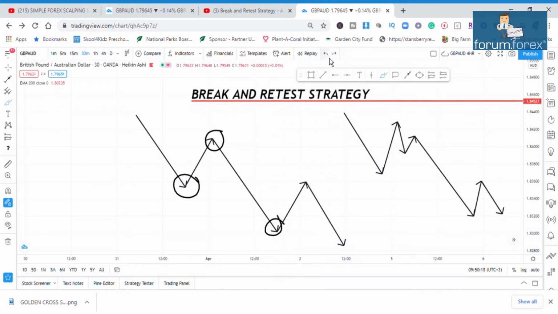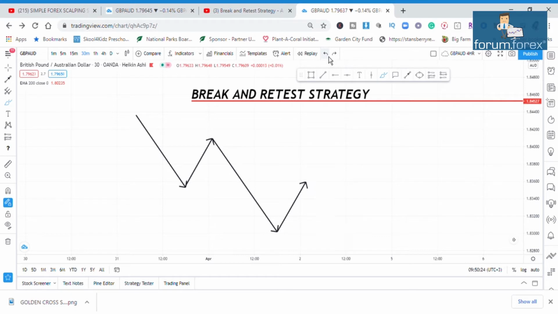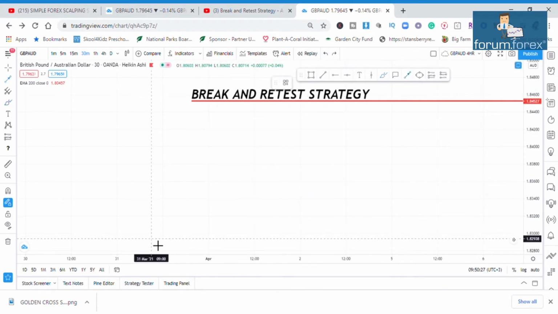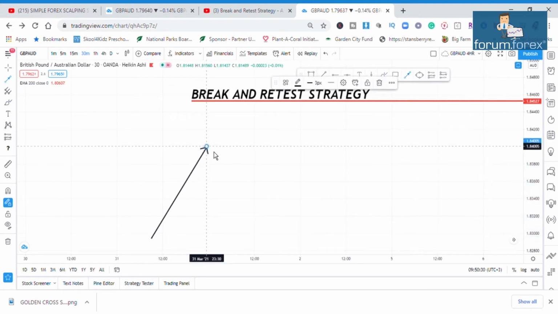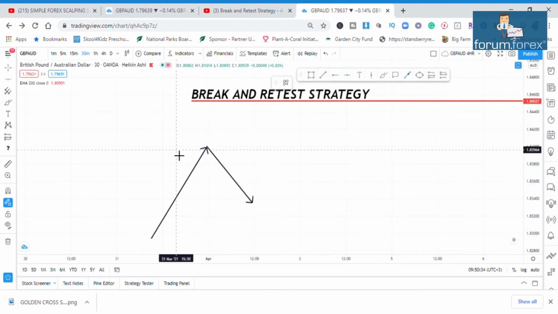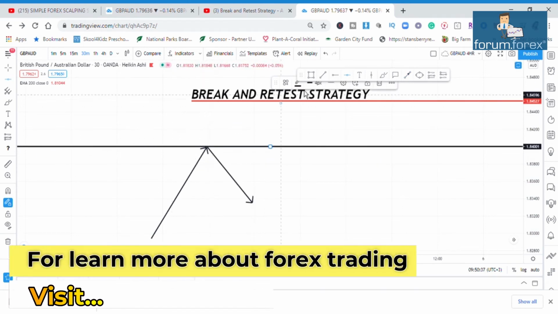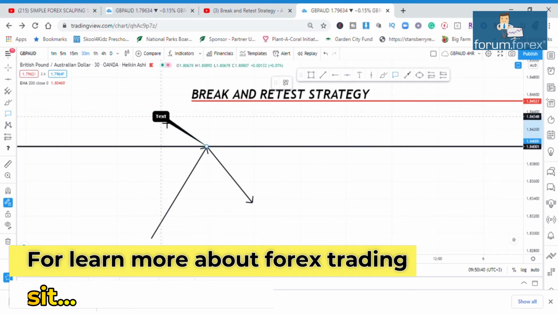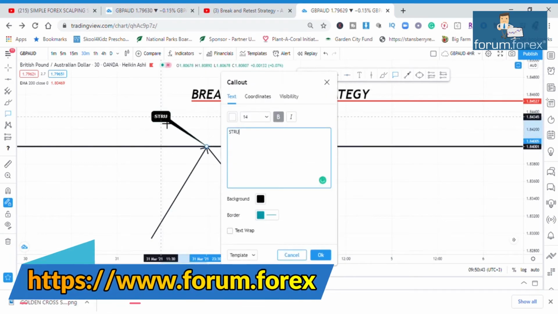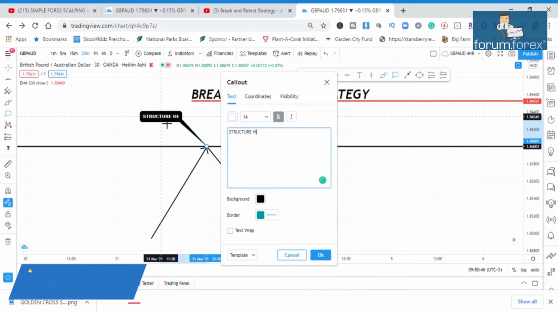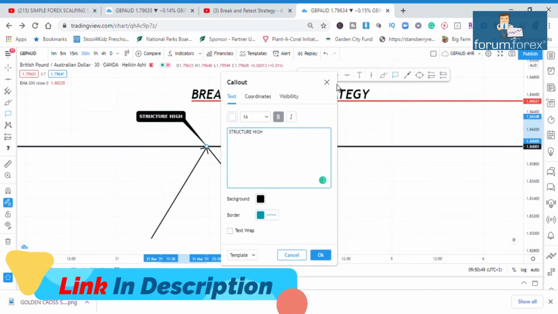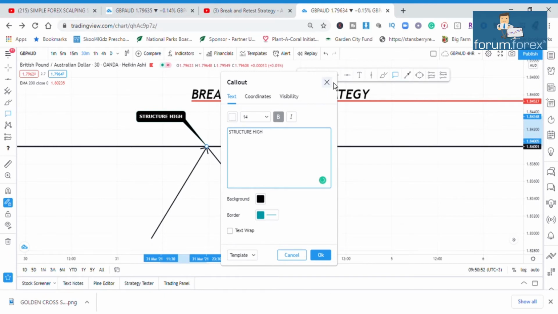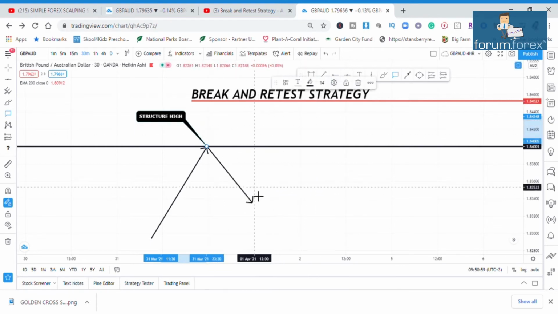Now the other thing that I need to show you is what a break and retest means. So we have an upward trend. The market was going up and then it went for a pullback. So this is a structure high. So why did the market just stop there? Will the price break it when it tries to come back? That's why we say break and retest.